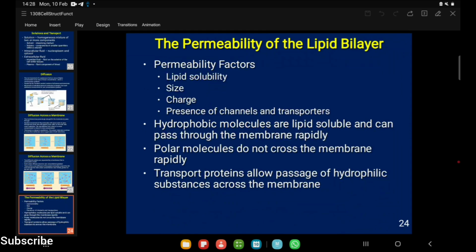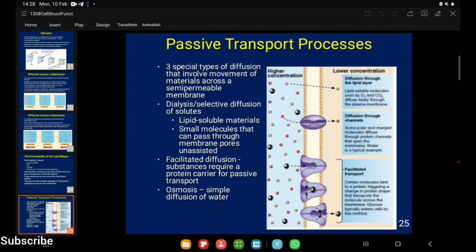Next, the permeability of the lipid bilayer. Permeability factors: lipid solubility, size, charge, and presence of channels and transporters. Hydrophobic molecules are lipid soluble and can pass through the membrane rapidly. Polar molecules do not cross the membrane rapidly, and transport proteins allow passage of hydrophilic substances across the membrane.